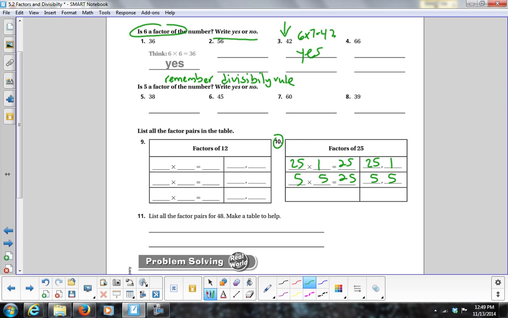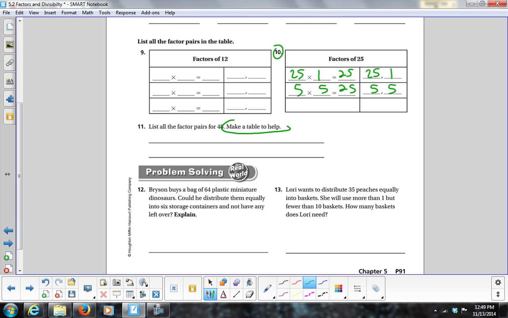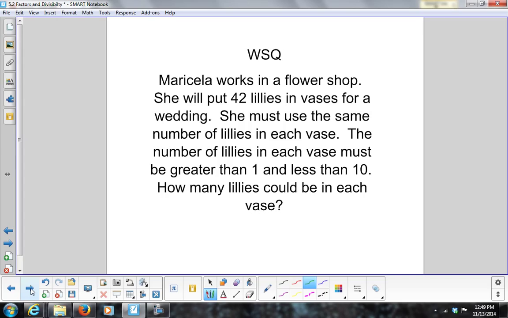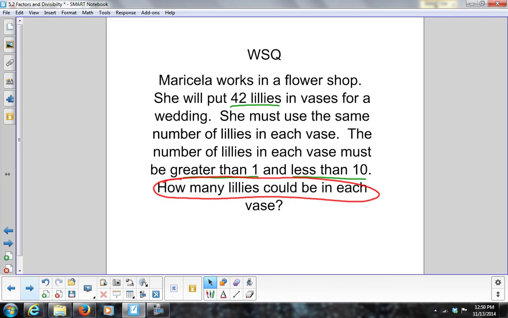Okay. List all the factor pairs for 48. Make a table to help you. And you guys can do 12 and 13 on your own. Your WSQ is to answer this problem. Maricela works in a flower shop. She will put 42 lilies in vases for a wedding. She must use the same number of lilies in each vase. The number of lilies in each vase must be greater than 1, but less than 10. How many lilies could be in each vase? Pretty much just trying to figure out what the factor pairs could be.